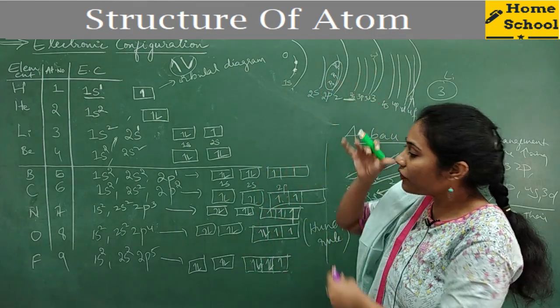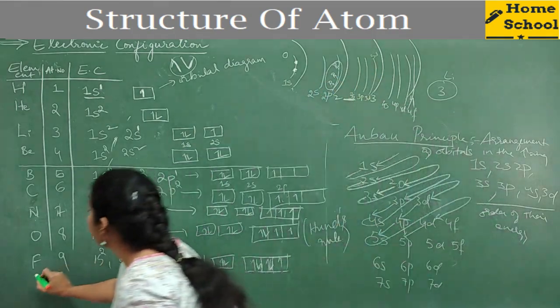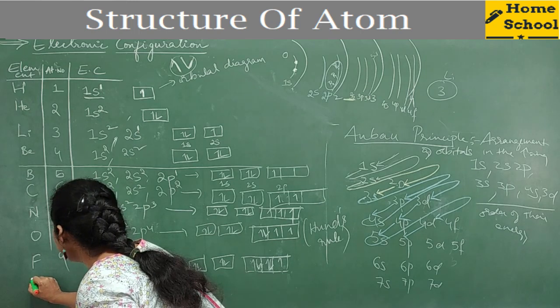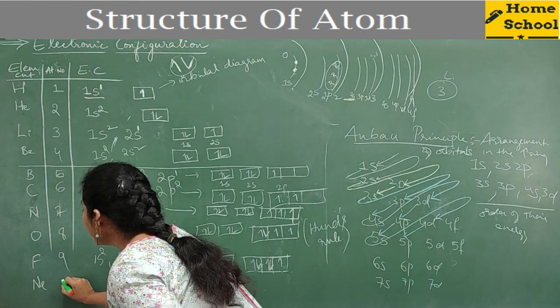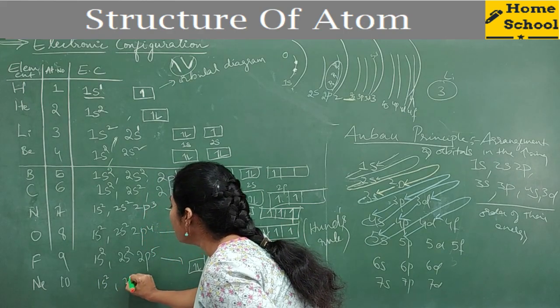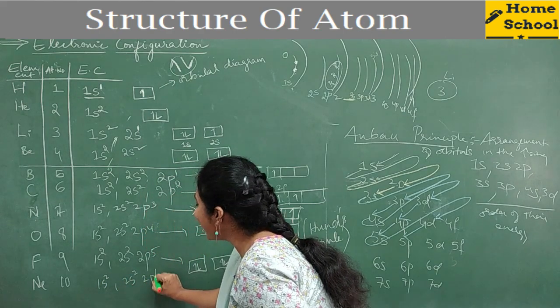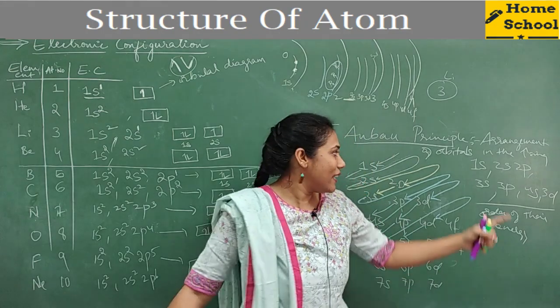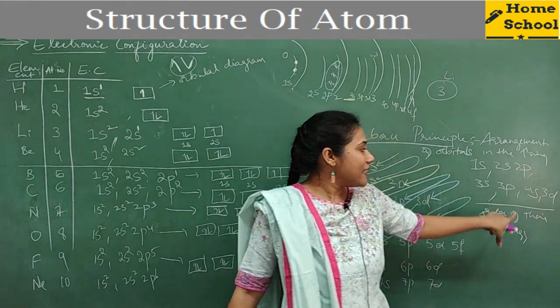Now coming to the next element, neon. Neon atomic number 10. What is the electronic configuration? 1s2, 2s2, 2p6. Now, the 2p subshell's capacity is 6.